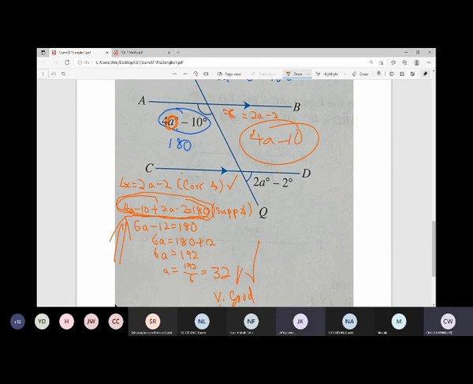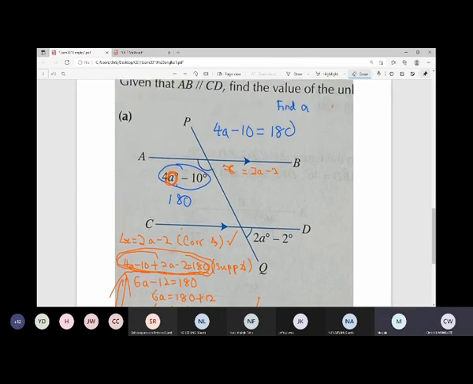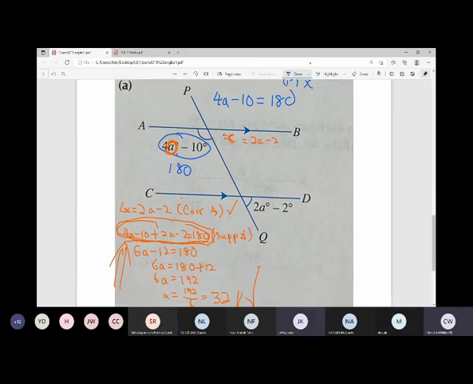But my problem is I can't even find X. You found X already, what? 2A minus 2? No, the angle X. Okay, 2A minus 2, yes. Now if I ask you to solve what is angle X. Let's say the first question is to find A. I write it down for you. The first one, find A. The second question is find X. What is X? X equals what? 2 times 32 minus 2. Very good. 2 times 32. Correct?